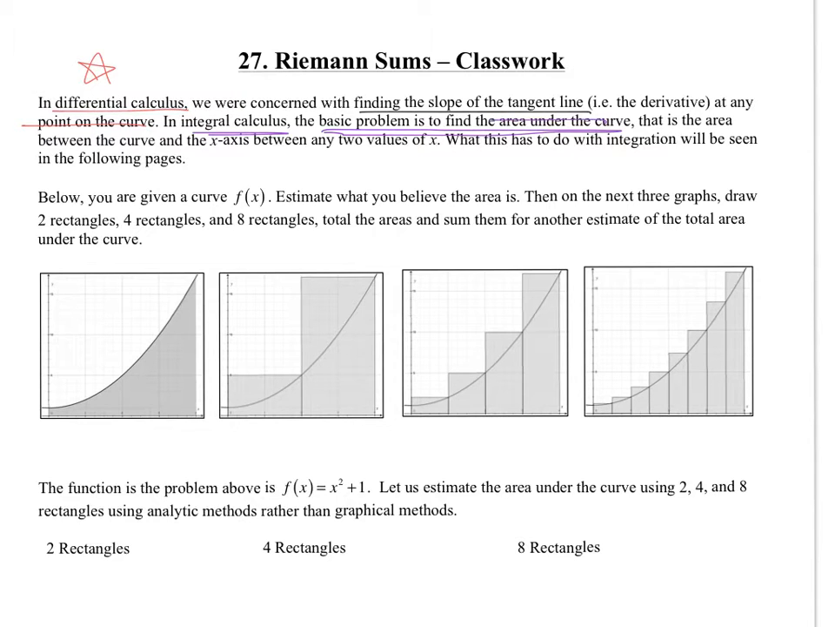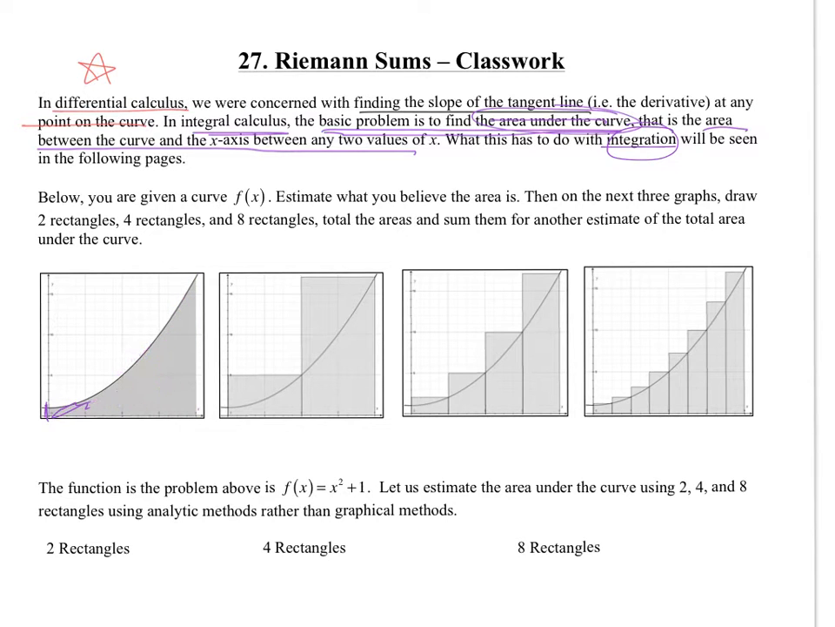The area under the curve, sorry, didn't mean to cross that out. The area under the curve is the area between the curve and the x-axis between any two values of x. So for example, if we take a look at this curve over here, if I wanted to look between x equals 0 and x equals 4, in integral calculus, we're concerned with the calculation of this area. We want to know what is this area under the curve. And what this has to do with integration, we will discuss during this lesson and beyond. But this is kind of setting up the story. This is a really big deal. This is a really big concept.